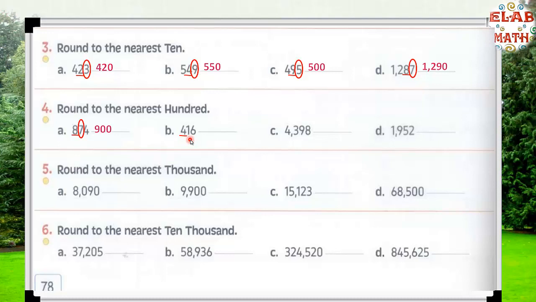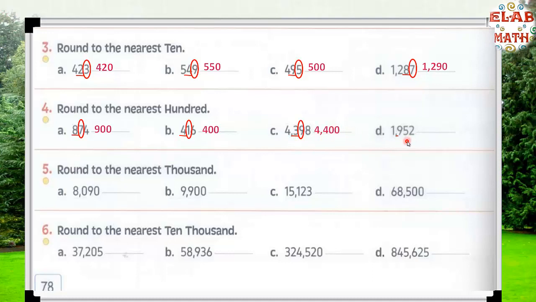Next one, where is hundreds place? 4. Next digit 1. Is 1 less than or more than 5? Less than 5, so you should write 4 without a change. Hundreds place is 9. Add 1 and the next hundreds place is 3 and next digit is 9.